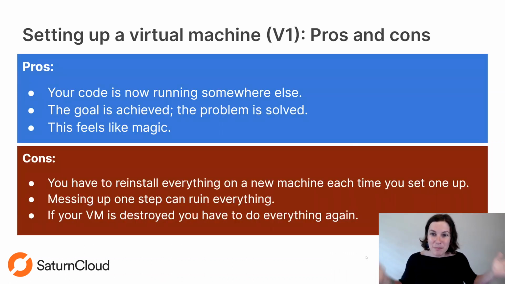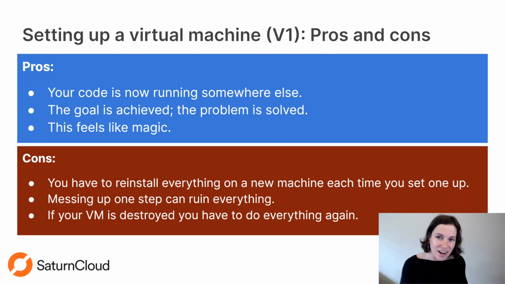So the pros and cons of setting up a virtual machine to run your code. Well, the pros: you are solving the problem. Your code is no longer running on your laptop where you could turn it off accidentally or spill coffee on it. Now you are paying money to have it run on a different computer, so your code is running somewhere else. You solve the problem. And as I said, this feels like magic, at least it did the first time to me, the idea of, hey, I can just have a computer running in the cloud somewhere doing my stuff.